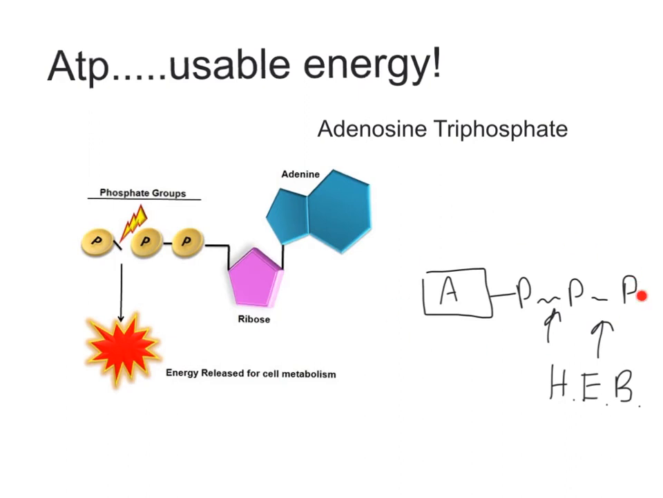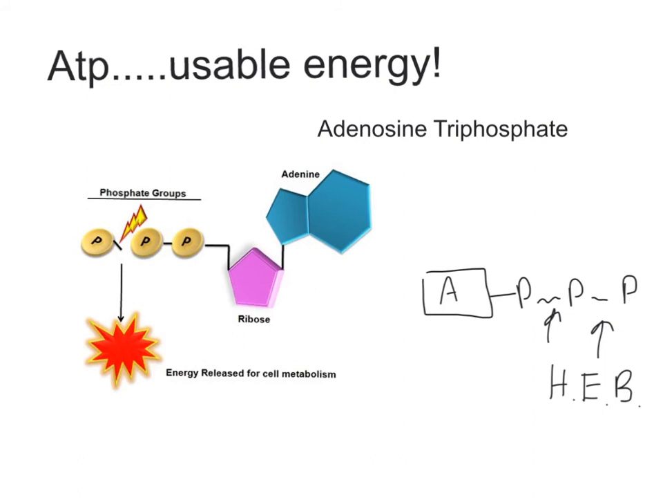This is where the magic happens. This is why ATP is so important. So adenosine triphosphate. Okay, and you can see kind of from this picture, again, this is your adenosine. When you break this bond, you release energy. This is the energy that's needed for metabolism.